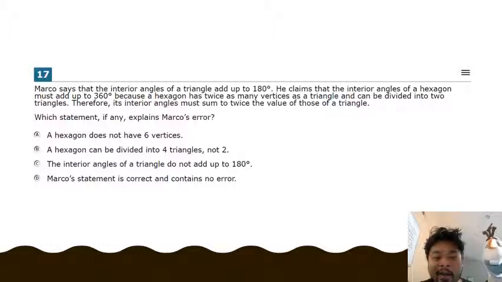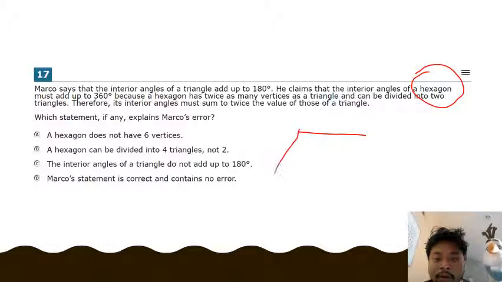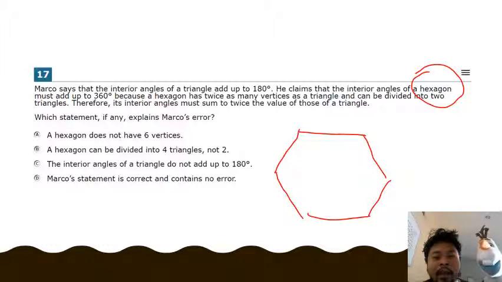So a hexagon is a figure that has 6 different sides in it. So I'm going to try my best here to draw my hexagon that has 6 sides. So I've got 1, 2, 3, 4, 5, 6. Now, if Marco's argument is that the interior angles have to add up to 360 because there's 2 triangles, let's verify whether or not there's more than 2 triangles in here.